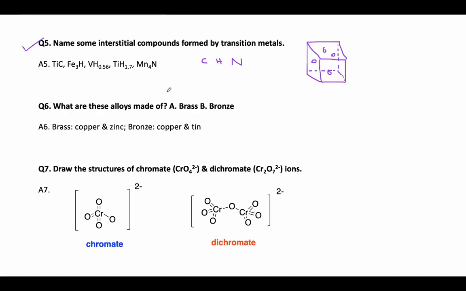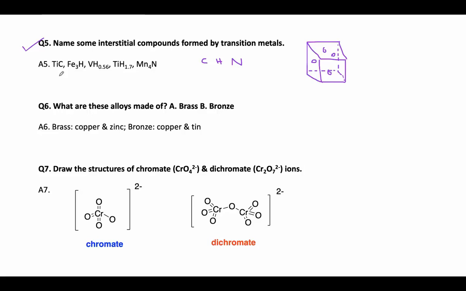So in this case, these are non-stoichiometric. They are neither ionic in nature nor very much covalent in nature. So these are the examples. First one is TiC, Fe3H, VH0.56, TiH1.7, Mn4N. So these are the formulas.